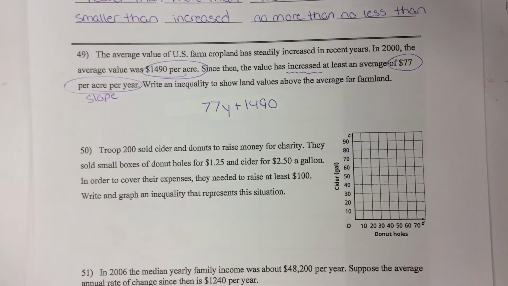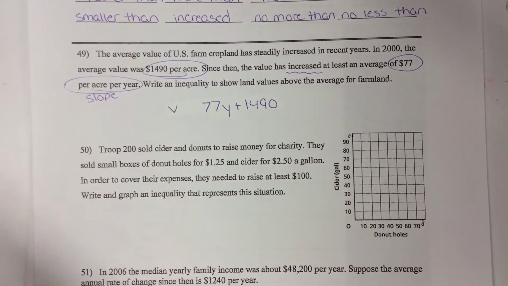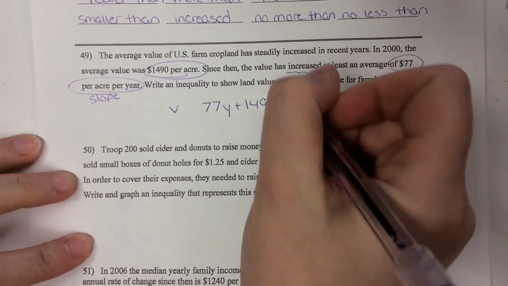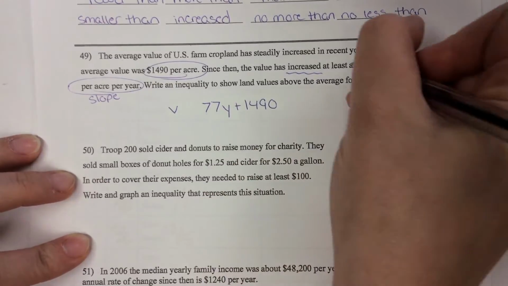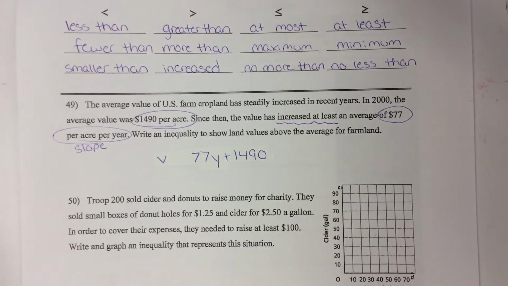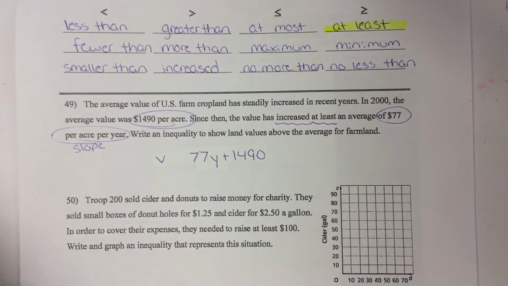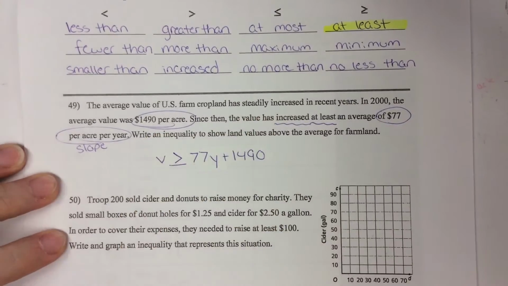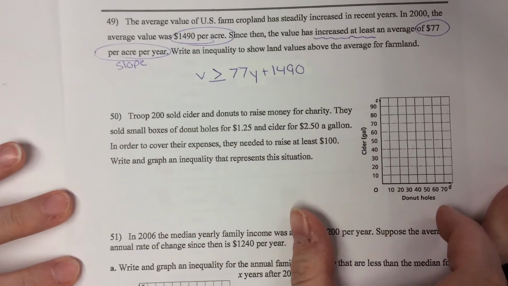We just need to figure out which inequality symbol we need, and we need to choose a variable to represent land value. Well, when I say land value, V for value, I'm just going to use V as my variable for land value. And then as far as which inequality I should use, we said that the value has increased at least an average of that amount. So if we're talking at least, let's look up at the list we created. Which inequality goes with at least? This one right here. All right. So we need the greater than or equal to symbol. Okay. So we're done with this one. All we needed to do is write an inequality. It doesn't say to solve it, so we can move on.